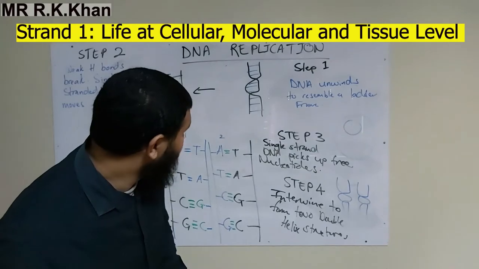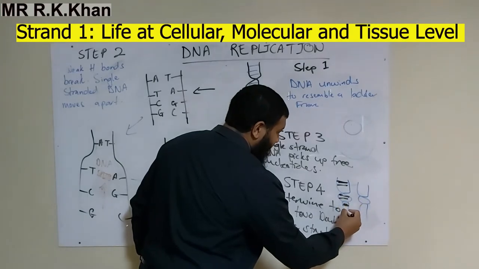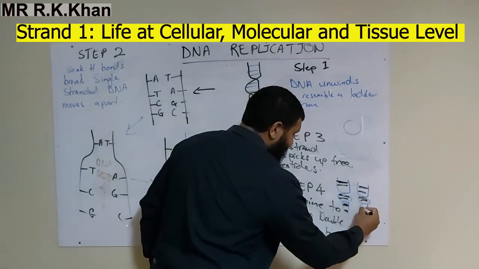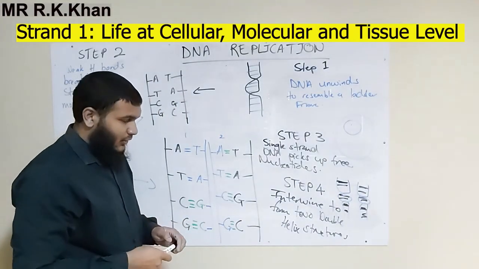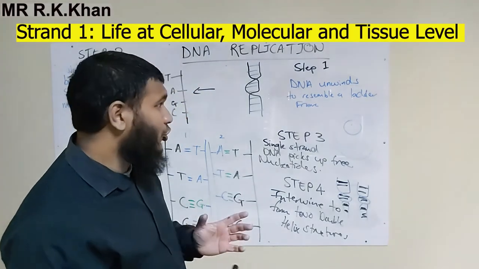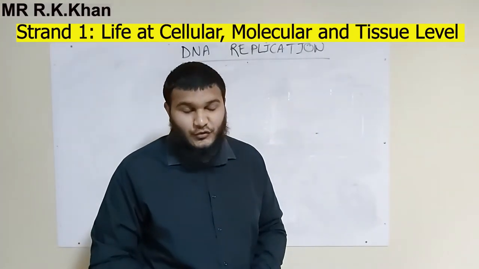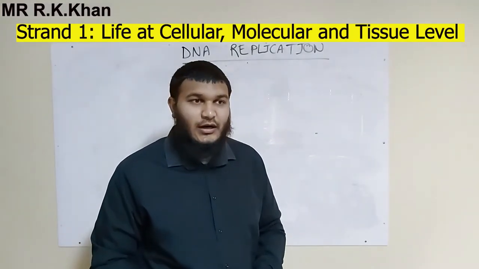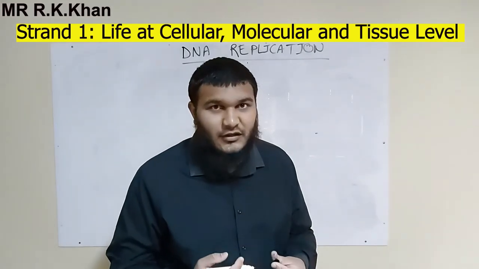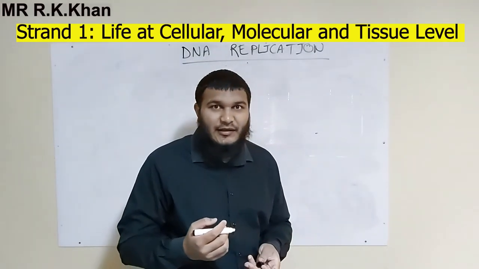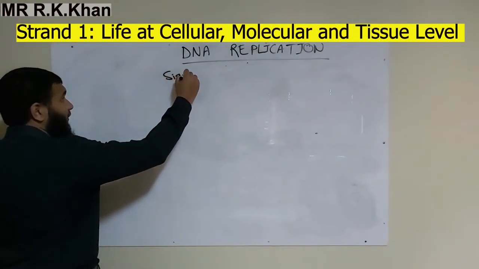So then we have two identical copies of the DNA, identical to the original. Right, grade 12, so that is the end of DNA replication. Before I end this lesson, we need to discuss the three significances of DNA replication. What is the significance of DNA replication? Why does DNA replication have to occur? So let's write down significance.